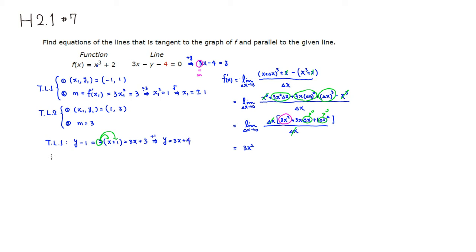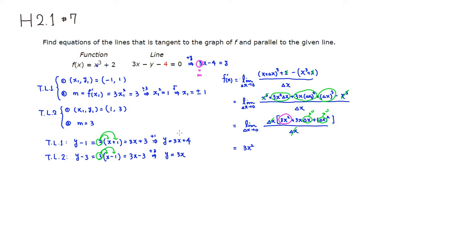Let's find tangent line number 2. It's y minus y1, which is 3, equals the slope 3 times x minus x1, which is 1 for this one. Again I'm going to distribute the 3 to x and negative 1, and we get 3x minus 3. Then we can simply add 3 to both sides so that y is equal to 3x.